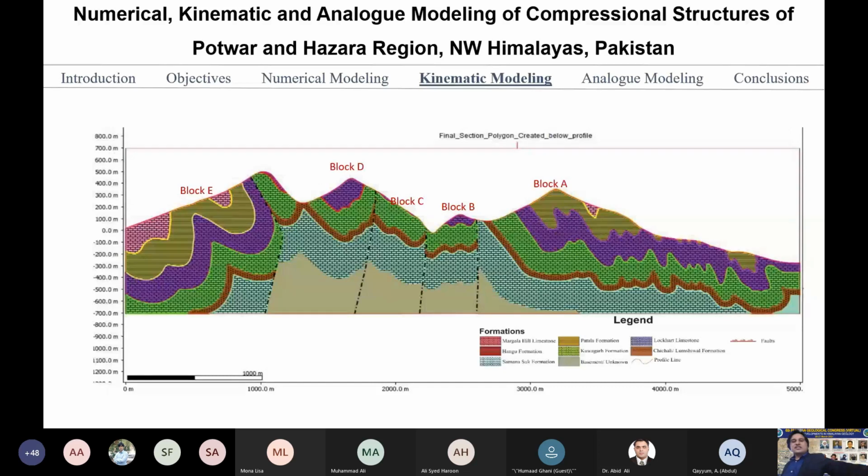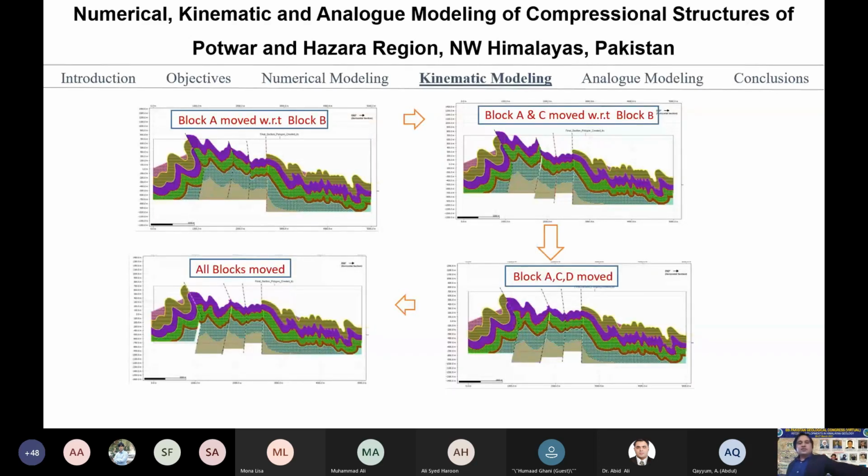So for that, this is the cross section of the area, in which I divided the cross section into four different blocks, Block A, B, C, D. On the left side, much of the upper part is eroded, but I used that as block E, and introduced different faults in that. Four faults are introduced in that cross section, and very intense folding can be seen in this one. So what I did, I restored that cross section one by one.